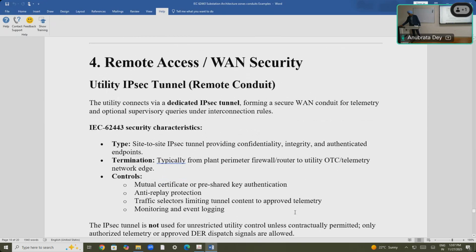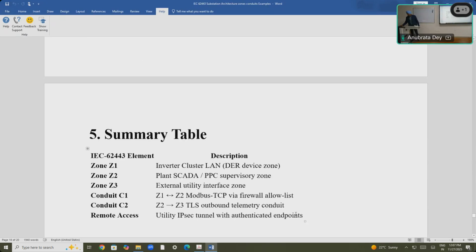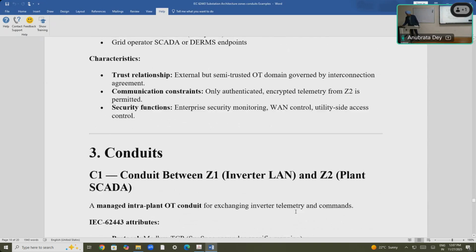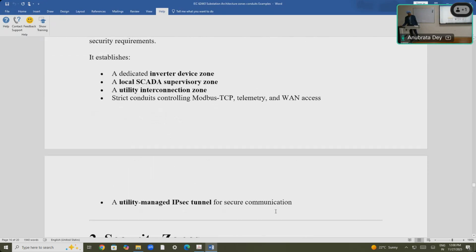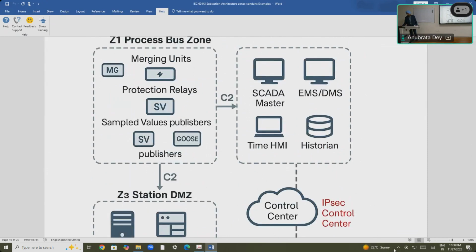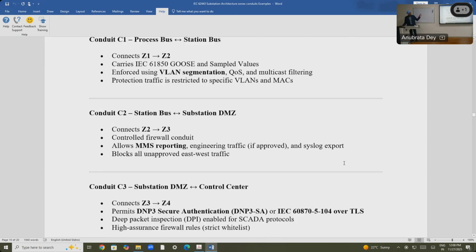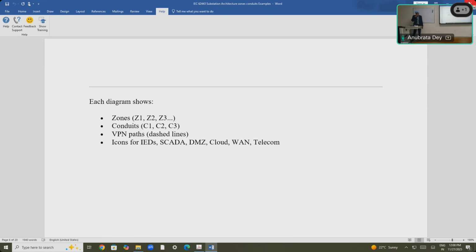And remote access, we already talked about. It's a utility IP6 tunnel. Okay, dedicated IP6 tunnel, which will form a secure wide area network. Okay, in this case. Okay, so this is again a little bit more information. So those are again 3 examples. I have more here with other different configurations that you can use, but again the idea is the same. Okay, depending upon what is the importance of each zone, what are security levels you want, you can create the zones and conduits, and that's probably the easiest way to set it up. Okay, so any questions before I move on?